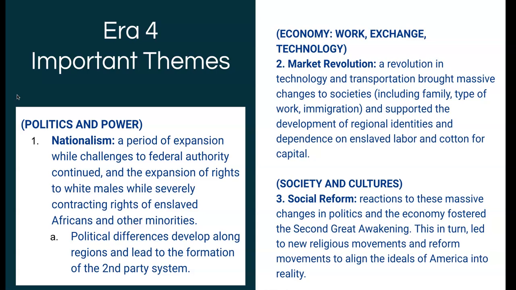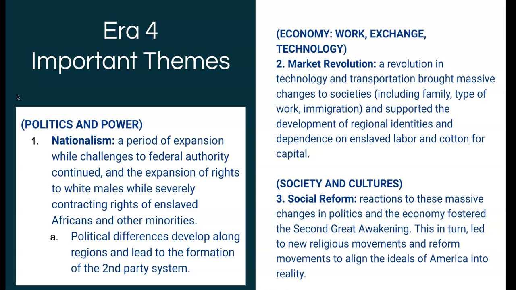The second theme revolves around the economy, and the big economic development that's happening is what historians call the market revolution. A big change, right? A revolution in technology and transportation. This is where you're going to have the very beginnings of factory production and railroads, innovations in transportation. These things are going to bring massive changes to societies, including organization of the family, the type of work people are doing, and immigration. The changes in the market revolution will help inform the development of regional identities within the United States and the dependence on and solidify enslaved labor and the need for cotton in the South.